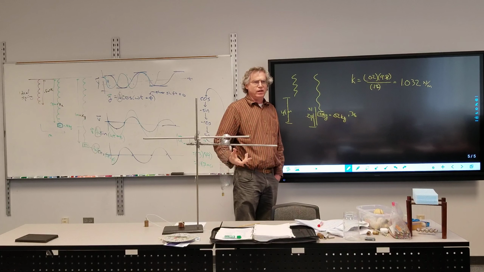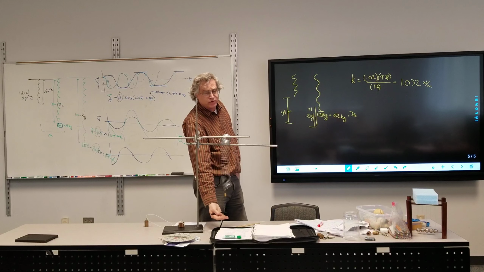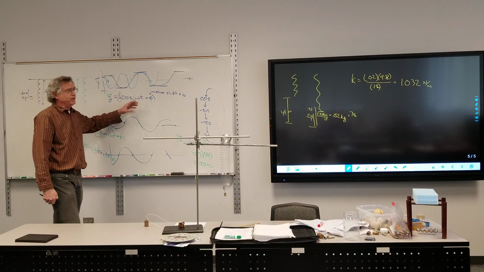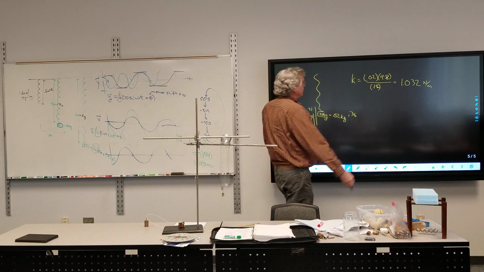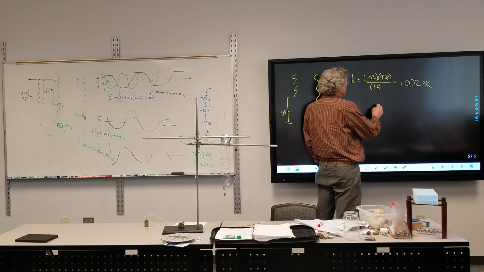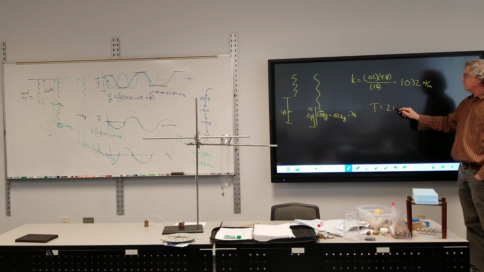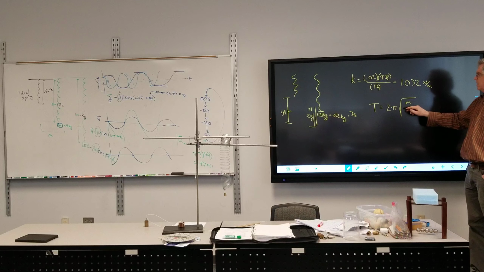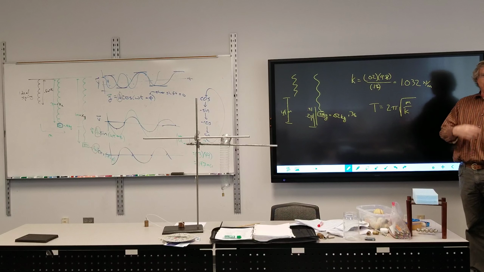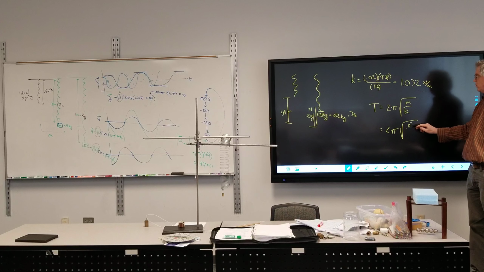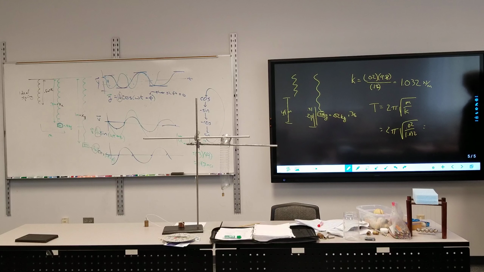If I pulled it down and moved it up, now if I had a motion sensor here, I could actually get a plot of position versus time and do a curve fit, but we're not going to do that right now. What I want to figure out is, ultimately, what's the period? Well, I know the period is 2 pi times the square root of m over k. We derived that last time. So that's 2 pi times the square root of 0.02 divided by 1.032. And what do we get for the period?